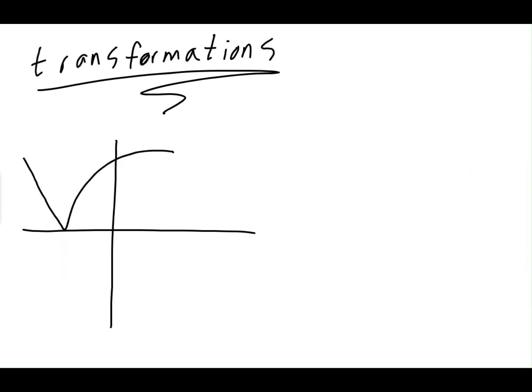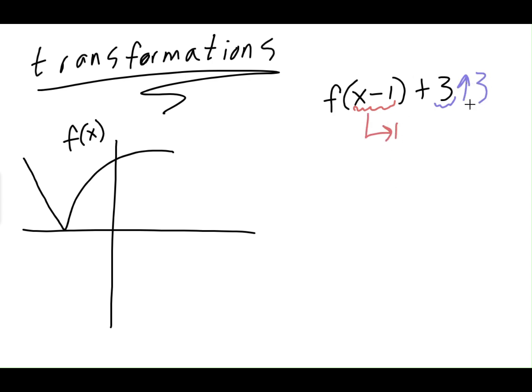For example, let's take this graph of f of x. It's some random who knows what graph. It's certainly not a quadratic. But if I wanted to say what does the graph of f of x minus 1 plus 3 look like? Well, this is the shifting of x, and this is the k. So basically, what this graph is going to do is it's going to move everything to the right 1, and it's going to move everything up 3.